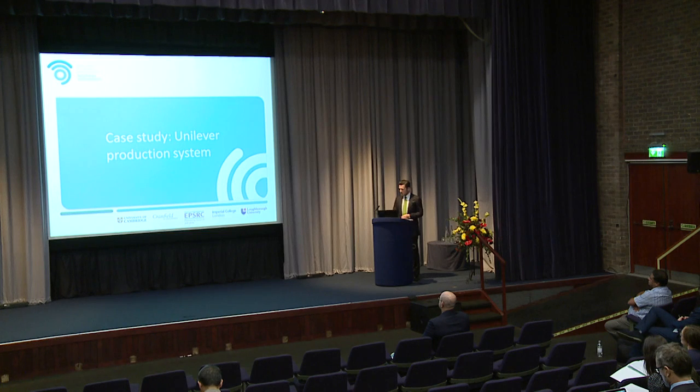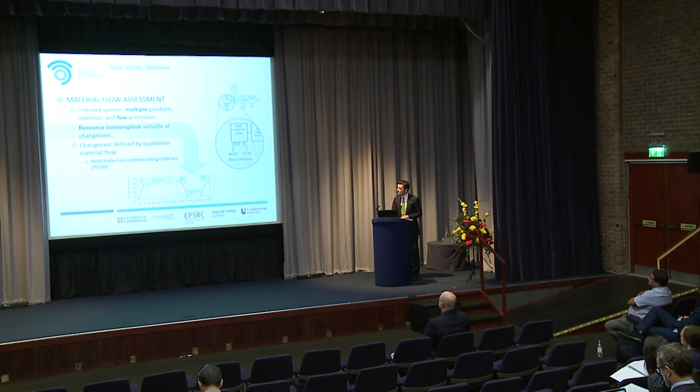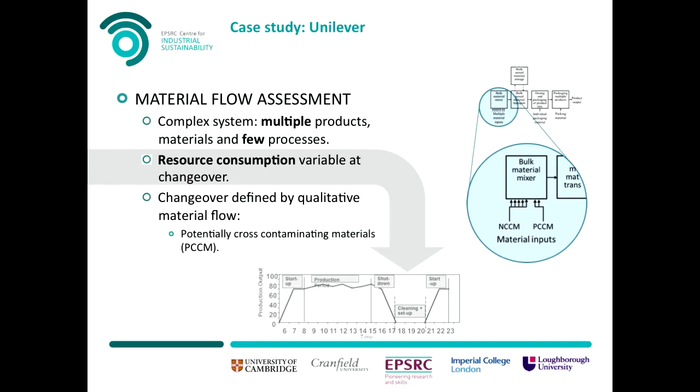So moving on from process sequencing, we're going to go on to a Unilever production system, which I will describe, with 2 separate implementations that we carried out for this. So it's in the same Unilever production system, and we carried out the material flow assessment, and broadly we find that there are multiple products and relatively few processes.